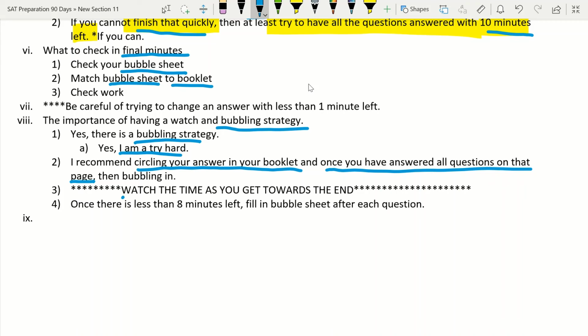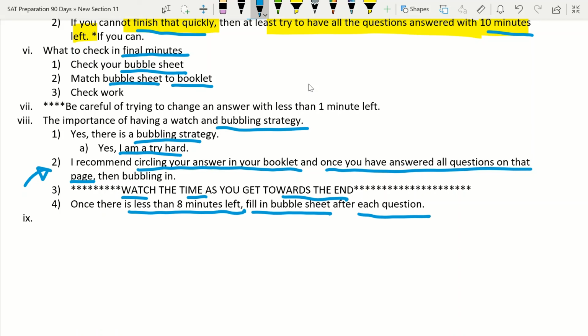Now, one thing to watch out for is the time as you get towards the end. So let's say you're struggling with pacing, right? Let's say that there's less than 8 minutes left. Well, once there's less than 8 minutes left, that's when I abandon this bubbling strategy. So if there's less than 8 minutes left, what I'm going to do is fill in the bubble sheet after every question.